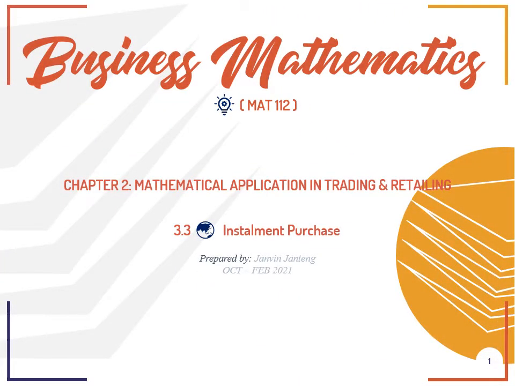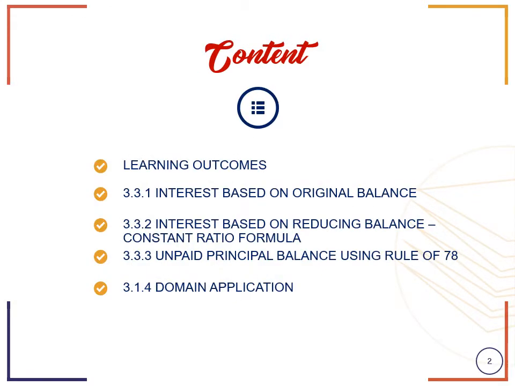This lesson video covers topic 3.3, installment purchase. There are three main topics under installment purchase: interest based on original balance, interest based on reducing balance, that is the constant ratio formula, and unpaid principal balance using the rule of 78.